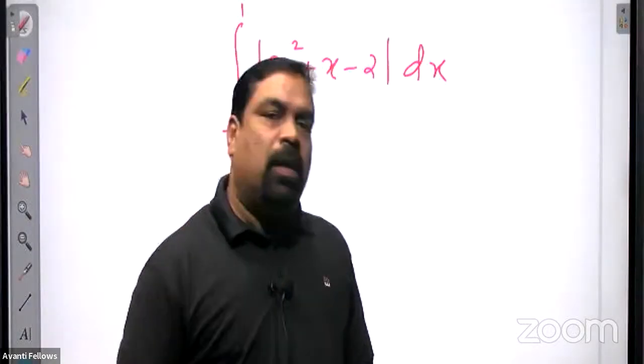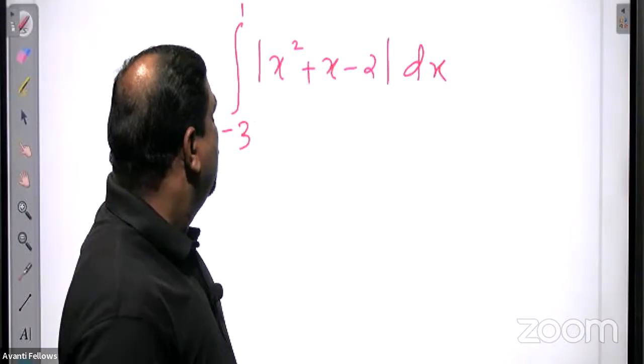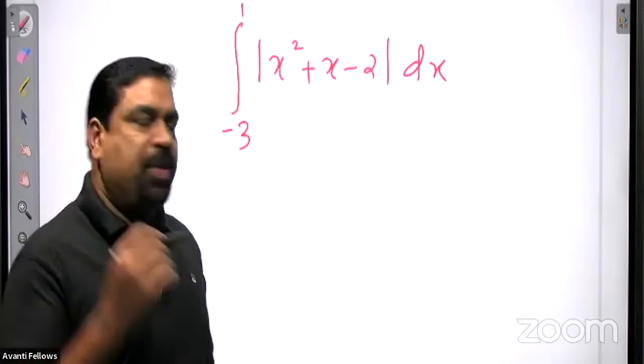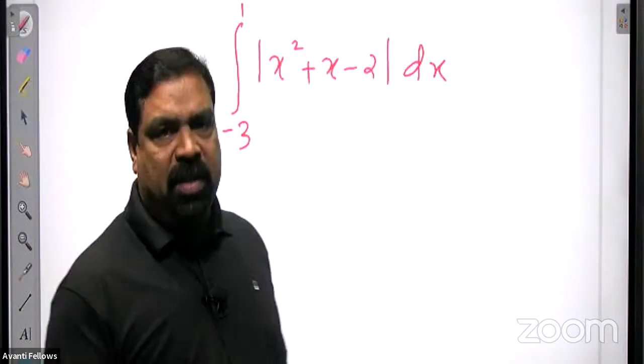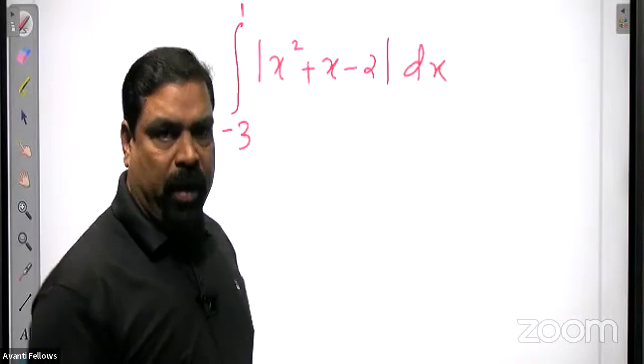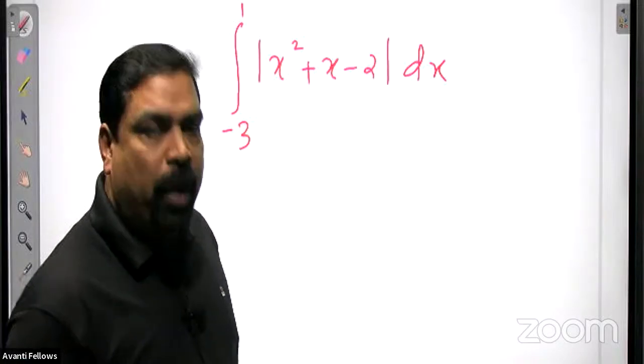So let us come back to our question, okay? Integral from minus 3 to 1 of modulus of x square plus x minus 2 dx. So how to deal with this problem?